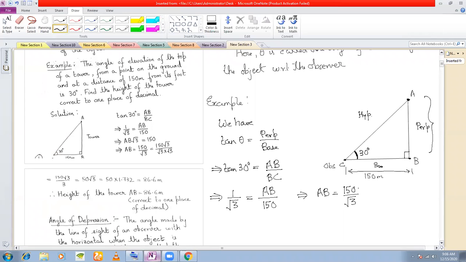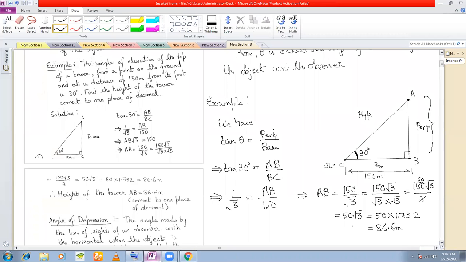Now, because the denominator is irrational, we just rationalize it. Multiply numerator and denominator by root 3. So you get 150 root 3 by 3. You can cancel this. You get 50 root 3. Okay. So therefore, 50 into root 3, which is 1.732, gives you 86.6 meters.